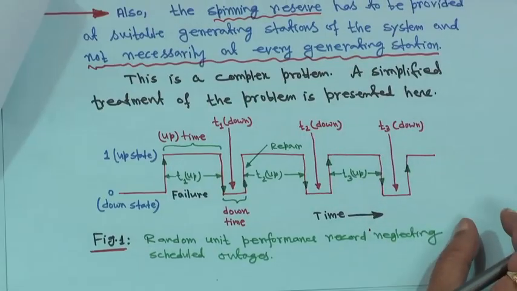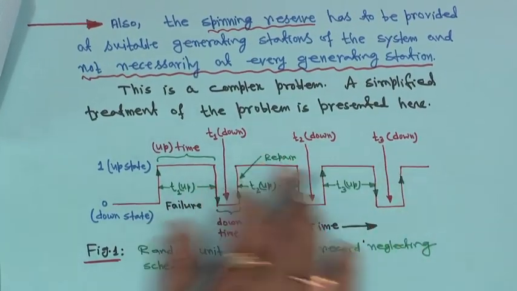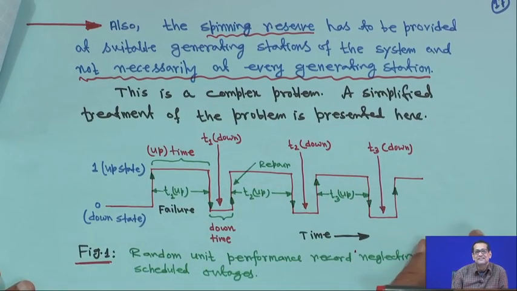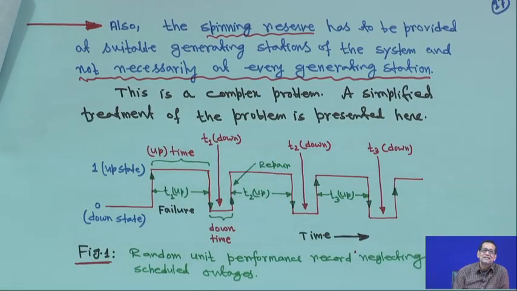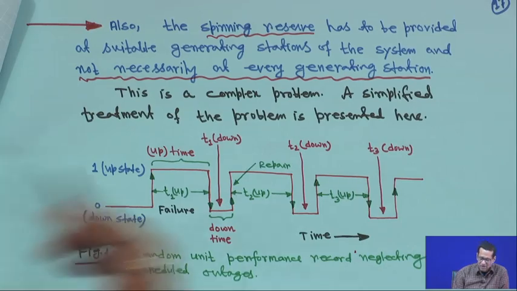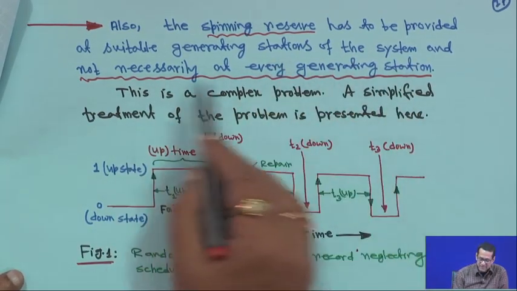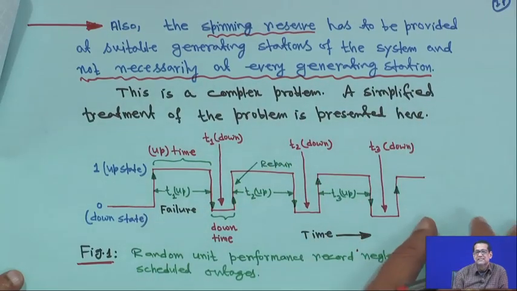In general, these are not topics for the teaching of this course. Load is uncertain, right. Generation is also uncertain; generation uncertainty and load uncertainties are there, but whatever little we are studying is completely deterministic, that means everything is certain, right. Also, the spinning reserve has to be provided at suitable generating stations of the system and not necessarily at every generating station.